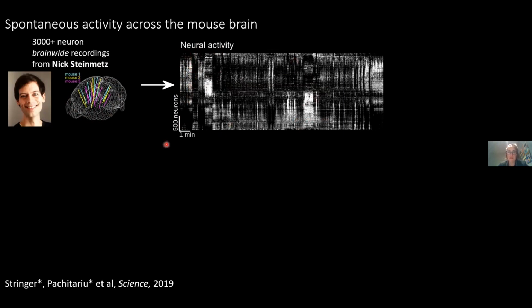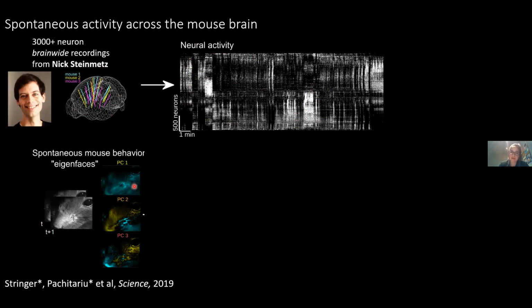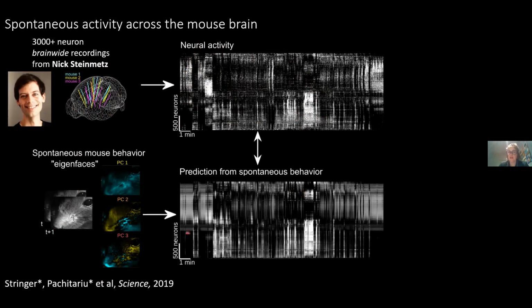And what we found in this paper was that if we look at the mouse's face and we look at the behaviors the mouse does, it whisks, it sniffs, it runs, we were able to use these behaviors to predict the neural activity. This is what the prediction of the neural activity looks like using the behaviors alone. And we predict about 1/3 of the neural variance using the behaviors.